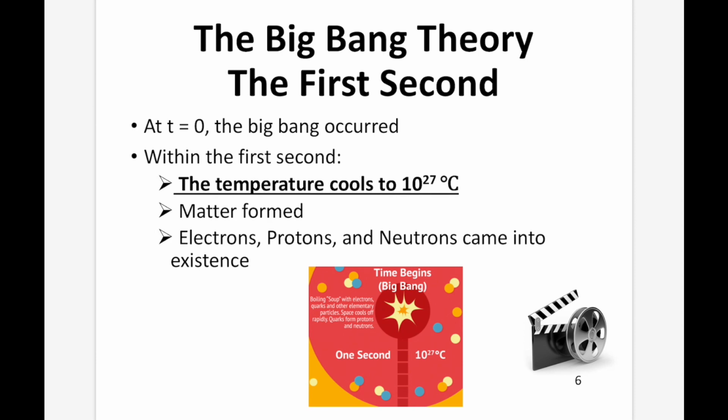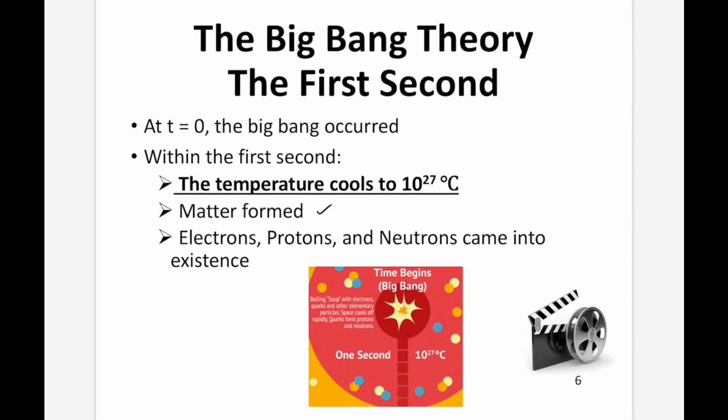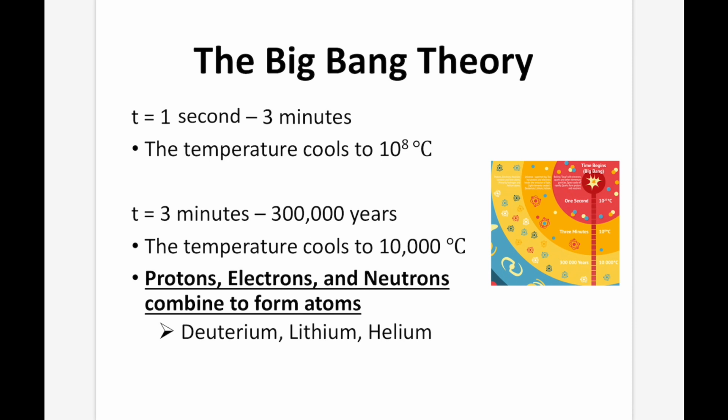Once the temperature drops to 10 to the 27 degrees, matter can start to form. From matter, we can start getting electrons, protons, and neutrons. Now, when we go from 1 second to 3 minutes, we're going to get another drastic cooling. We're going to go from 10 to the 27 degrees Celsius to 10 to the 8 degrees Celsius. Then we're going to skip to 3 minutes to 300,000 years, a pretty big time frame.